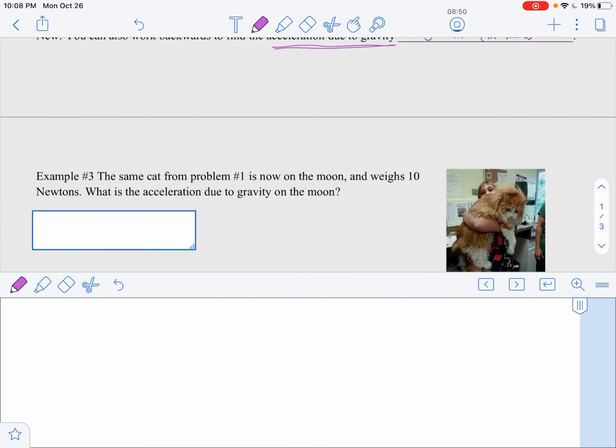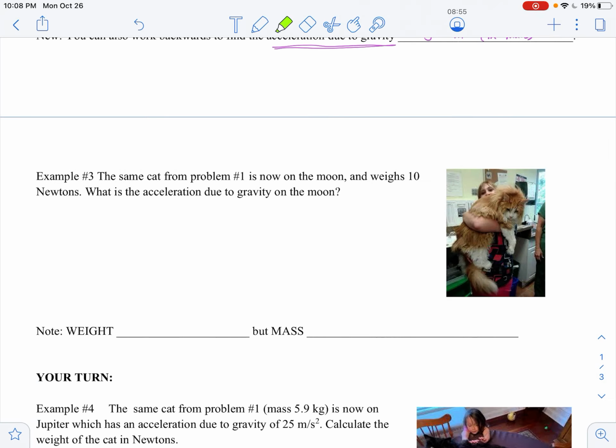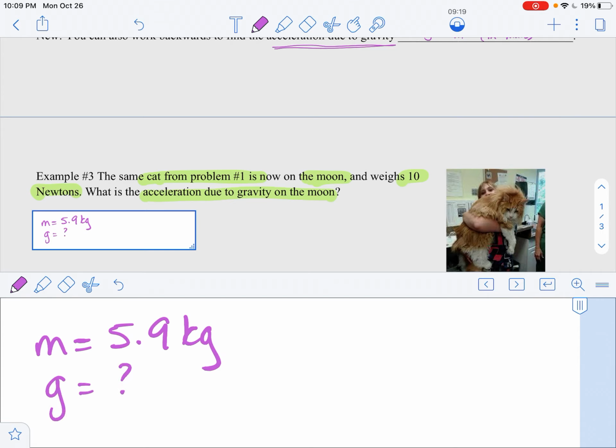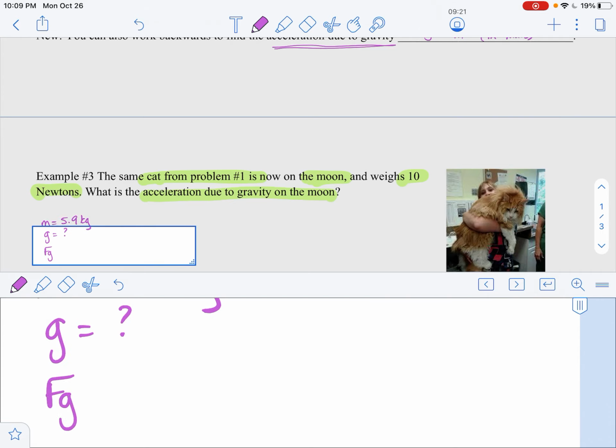Next problem. Same cat from problem 1. That's important, right? Because it tells me the mass. So the same cat from problem 1 is now on the moon, and it weighs 10 newtons. And we want to know what the acceleration due to gravity is on the moon. So here's what we know. The mass of the cat is still 5.9 kilograms. The acceleration due to gravity on the moon is what I don't know, but I do know that the cat weighs 10 newtons.